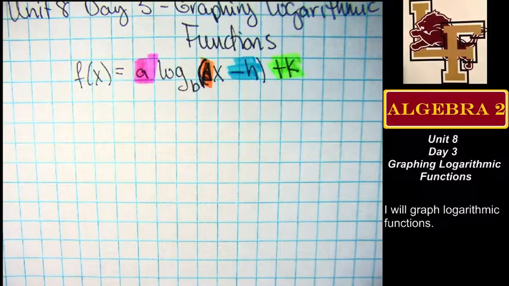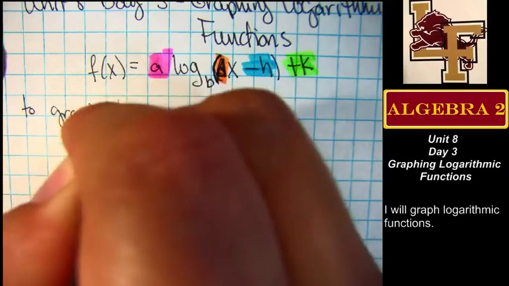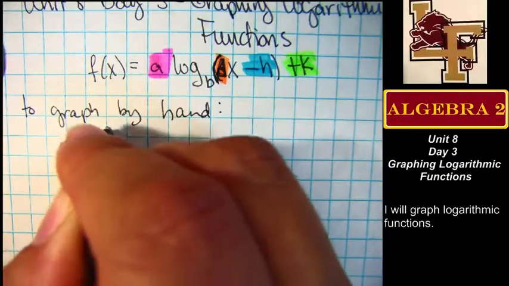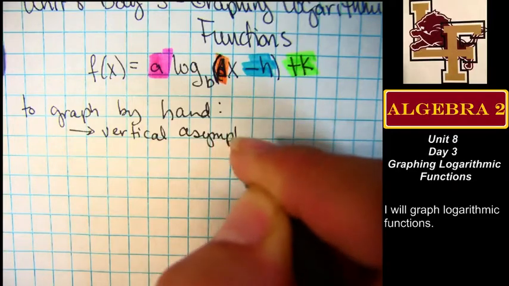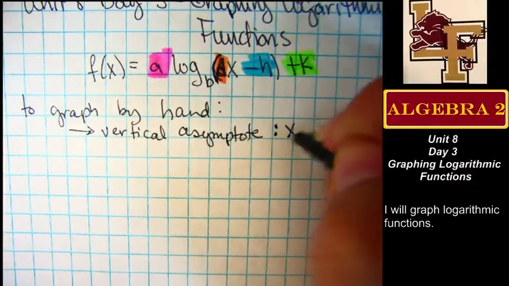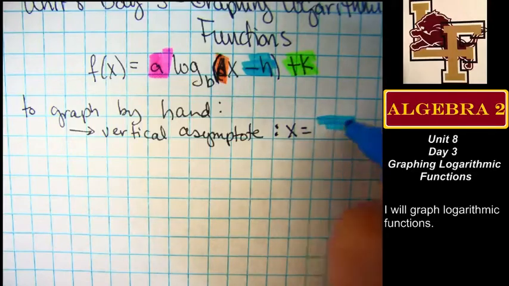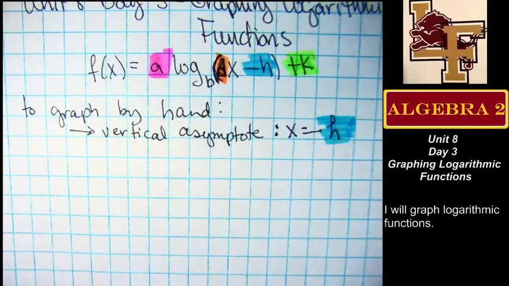Beautiful. All right. In order to graph these functions by hand, which is what I'm asking you to do right now, you need two things. The first thing you need is the vertical asymptote. And the vertical asymptote is given at x equals negative h. So whatever that h is, including its sign, take the opposite of that.